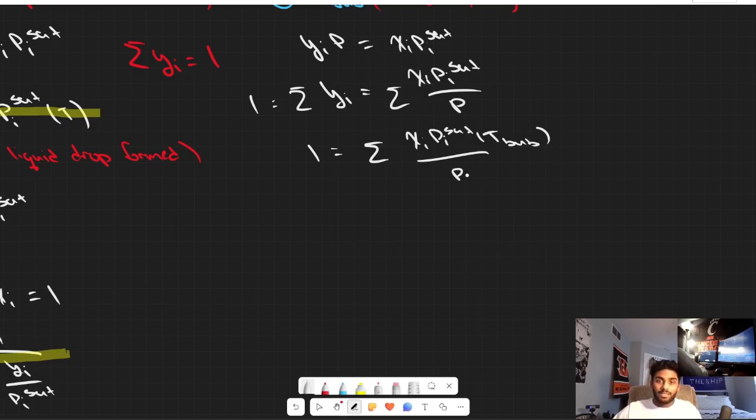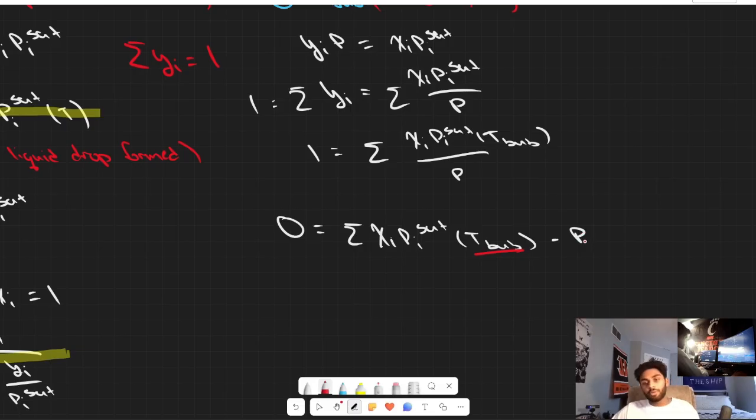What happens is that if we rewrite this to where we take this total pressure multiplied on both sides, subtracted over, we have 0 is equal to this summation of x_i P_i^sat at the bubble temperature, and this will be minus P. As long as we select the correct value for our bubble temperature here, this equation should hold true. In a sense, this is the pressure of the system.